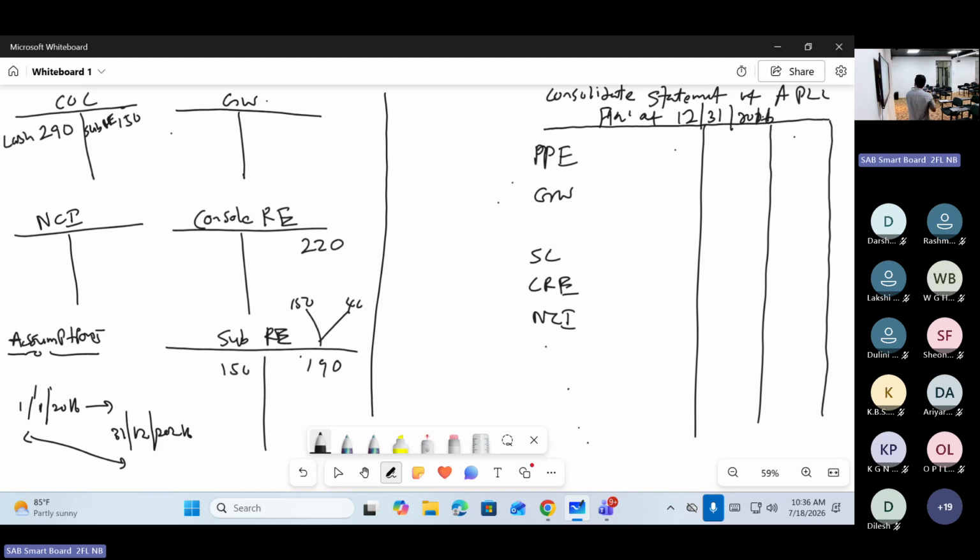Stated capital, is there a difference between the year end and the acquisition date? No. If there is, the examiner should give it. You should assume that there's no change in the stated capital. Put the assumption: we assume that there's no change in the stated capital between the year end and the acquisition date.